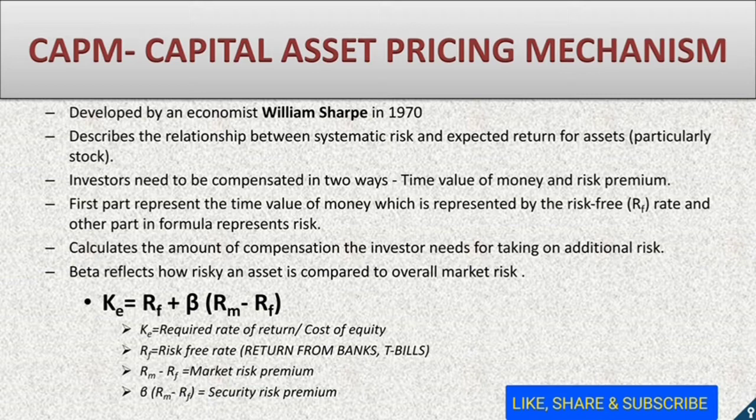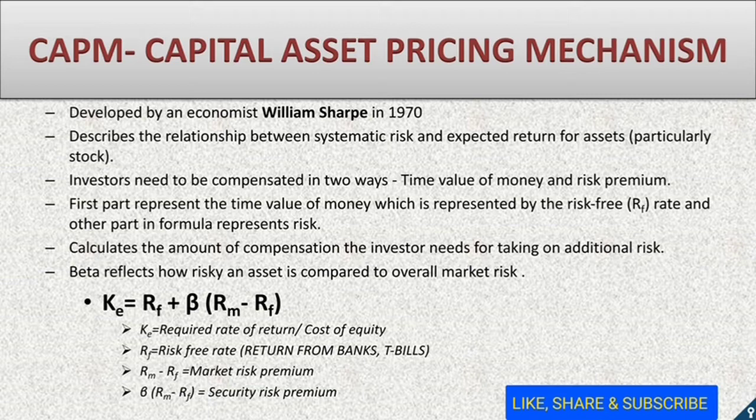The formula of the CAPM model is KE equals RF plus beta bracket RM minus RF. What is KE? KE is the required rate of return or cost of equity. So this model will try to find out the theoretical rate of return after investing in any asset which has the known risk element.